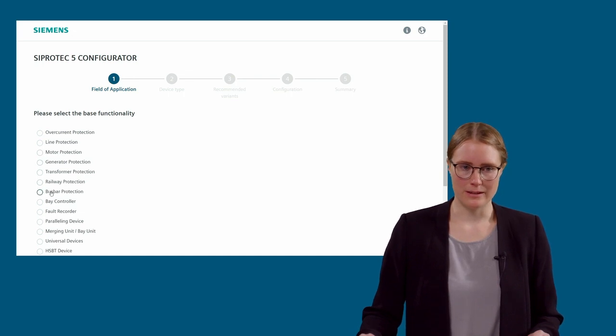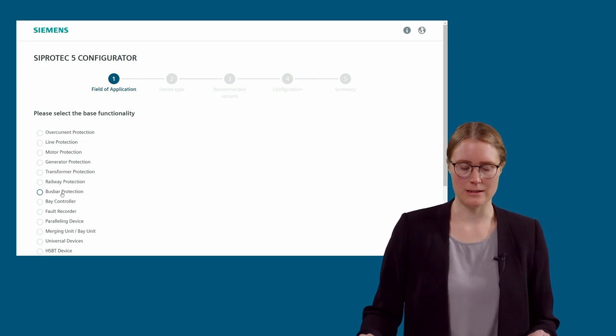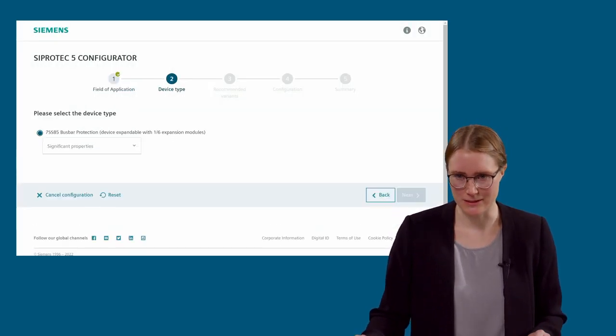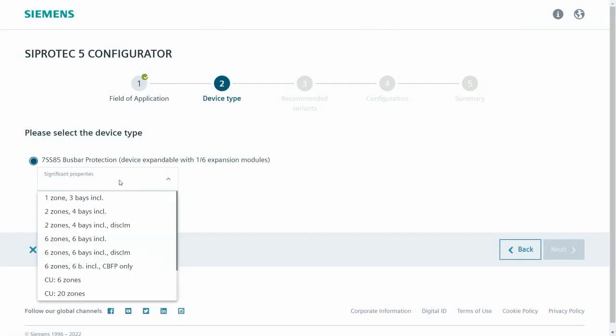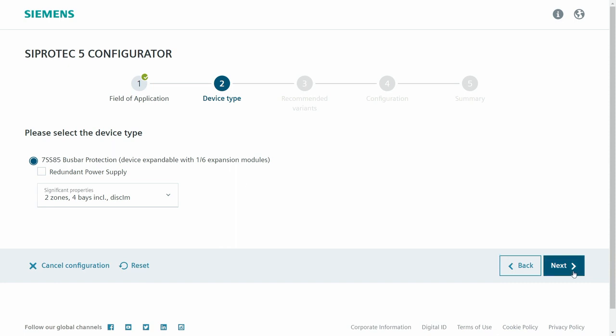So I start once again with the 7SS85, and in the second step I will select the corresponding merging units for the setup. So I go with busbar protection again, jump over this description, and in this case we need exactly the same significant features as before, because the first 6 are relevant both for the centralized setup and for the IEC 61850 compliant solution. So I go with 2 zones, 4 bays, and the disconnector image. Confirm the step.